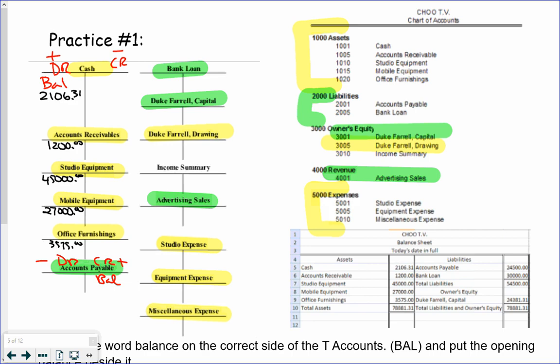Other thing, don't put dollar signs in, but do put the cents. Okay, liabilities. So accounts payable 24,500 on the balance side. Bank loan 30,000. On the balance side, capital 24,381.31.